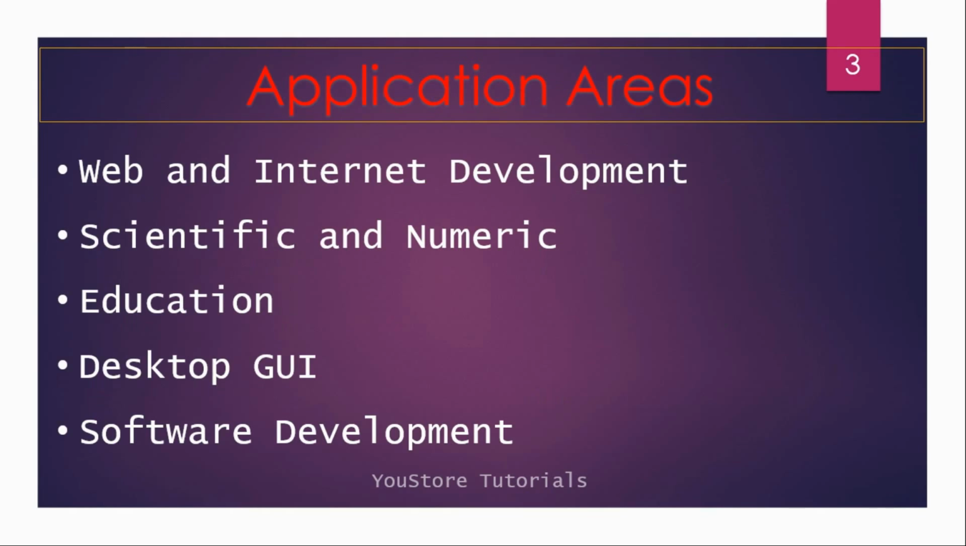Application areas where Python is used. As Python is an open source language, it has a wide range of application areas. Some of application areas are listed over here. The first one is web and internet development applications, scientific and numeric areas, educational sector, desktop or graphical user interface based application development, and the last one is software development. Python can be used in these application areas.